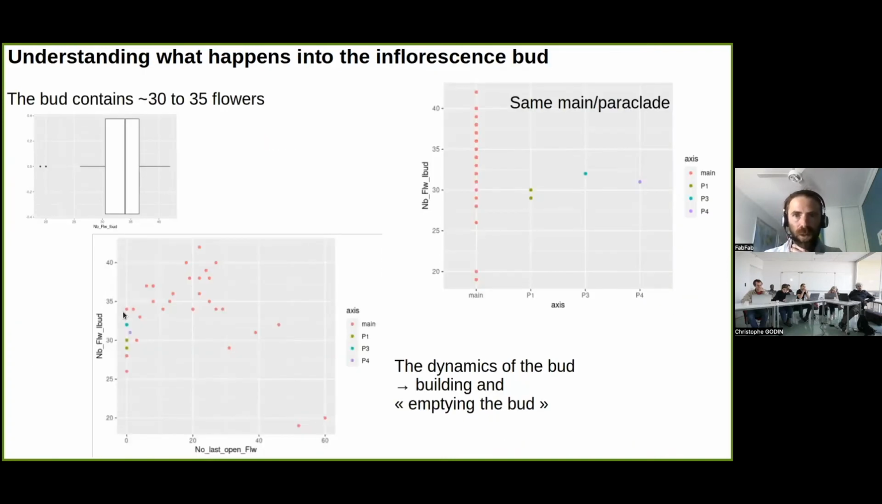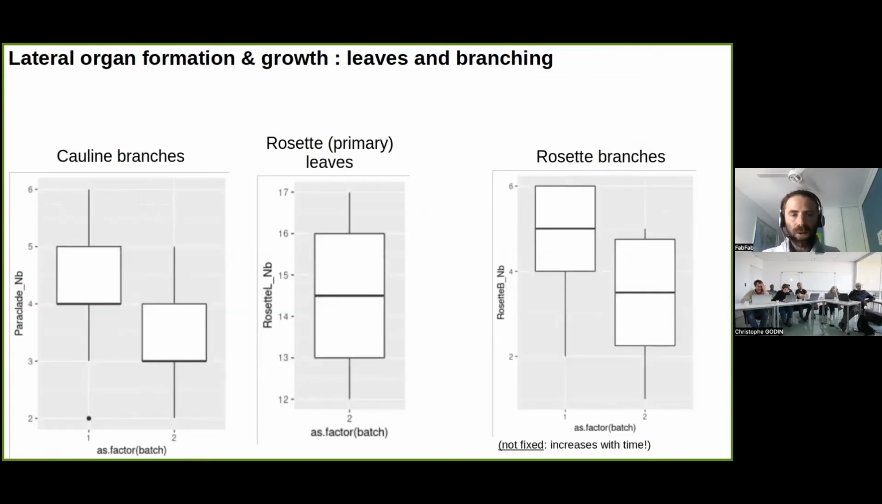Okay. So for example, that's the kind of investigation we can make here. More basic counting. So it's quite easy to count the number of caulline branches. The number of rosette leaves, it's more complicated. I will show you pictures of how you can count this. And the number of rosette branches here.